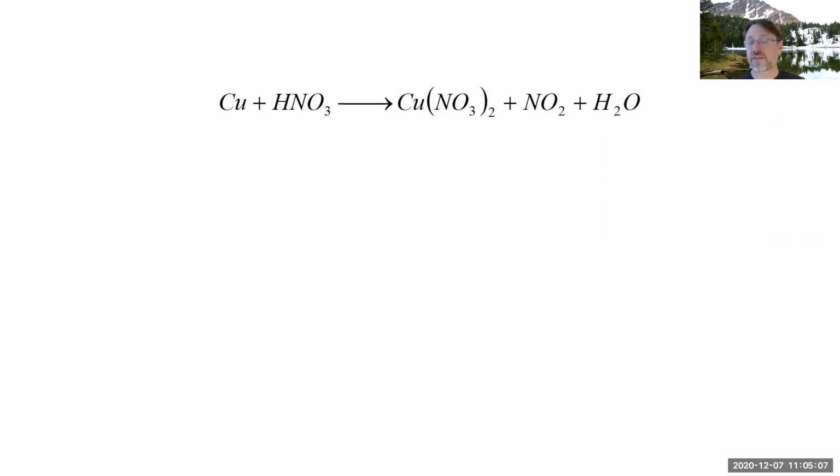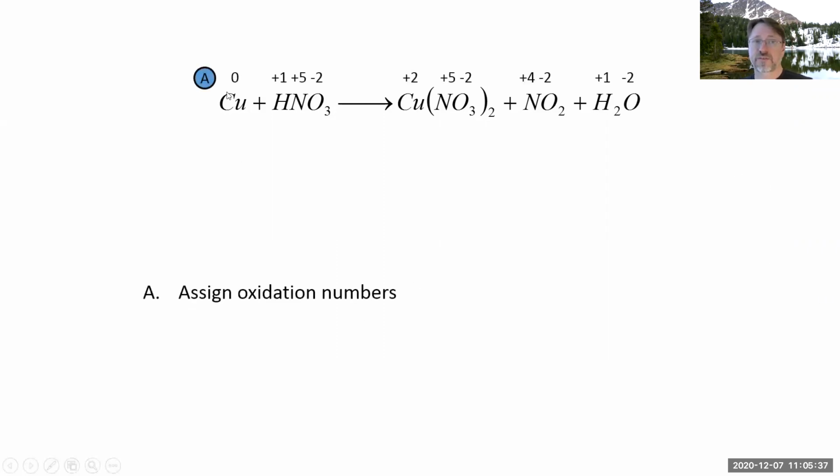In order to do that in this case, you need to remember that the NO3 ion has a -1 charge. And so in the copper nitrate on the right-hand side, there are 2 nitrates, each with a -1 charge. So step A, assign oxidation numbers.